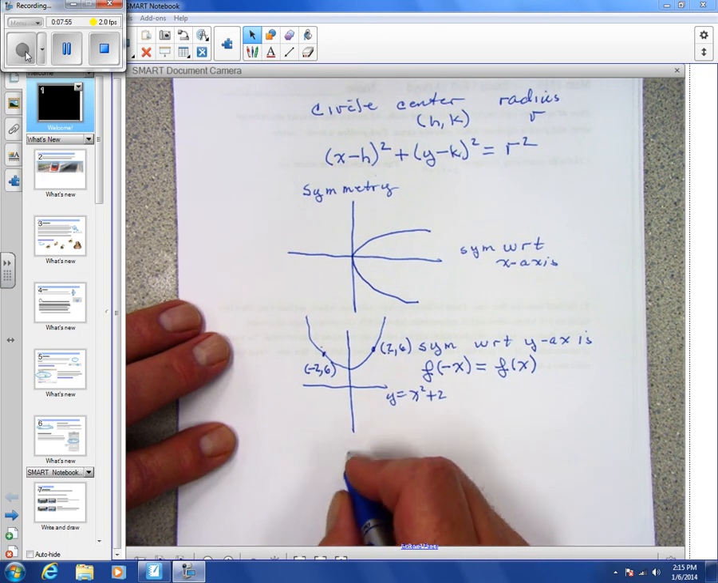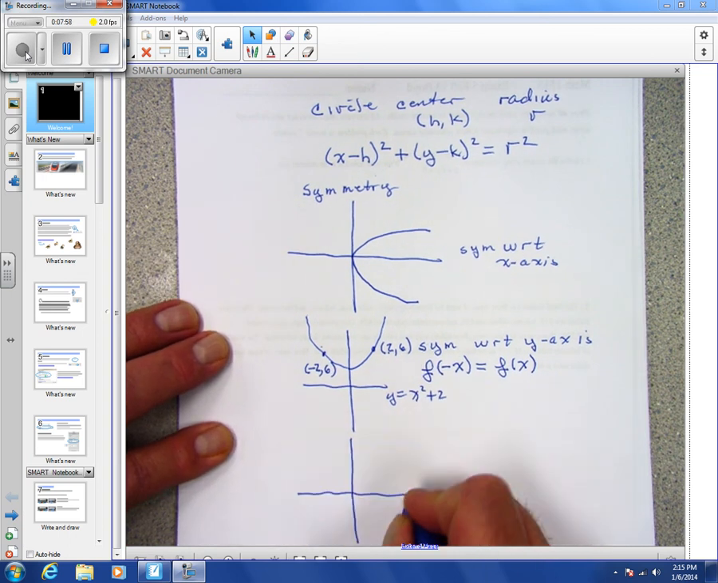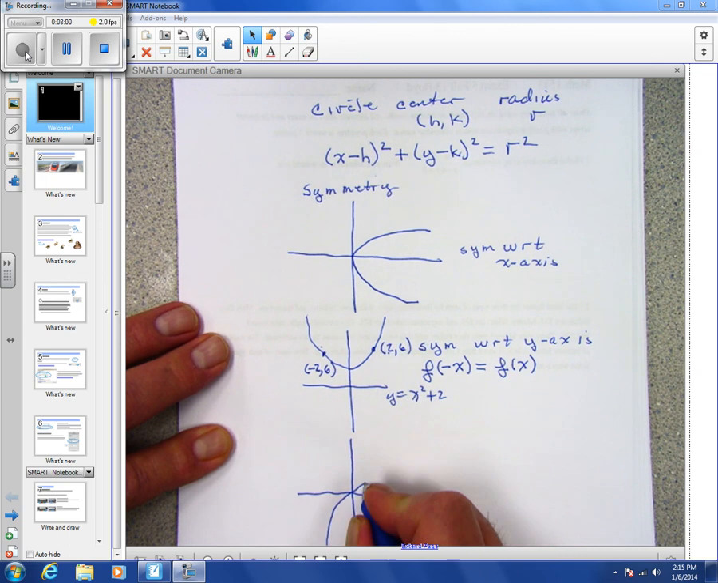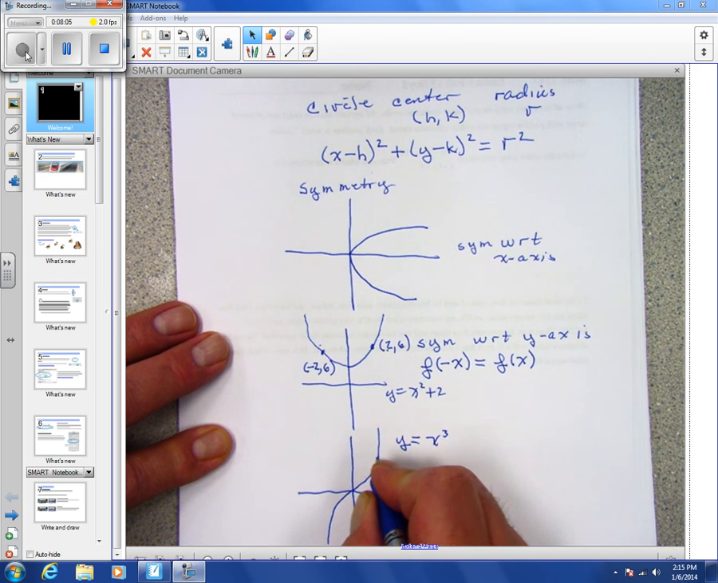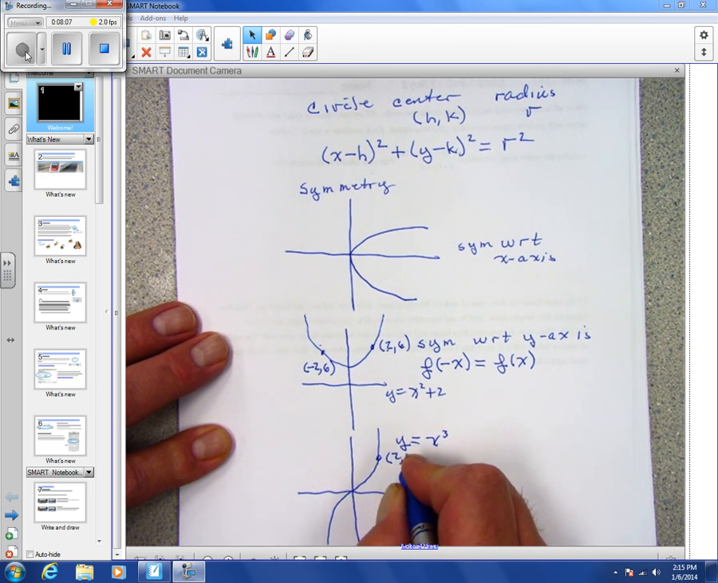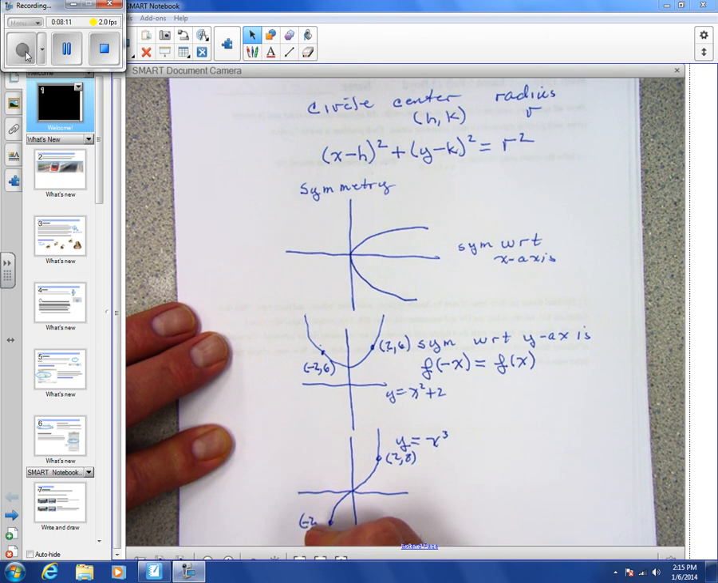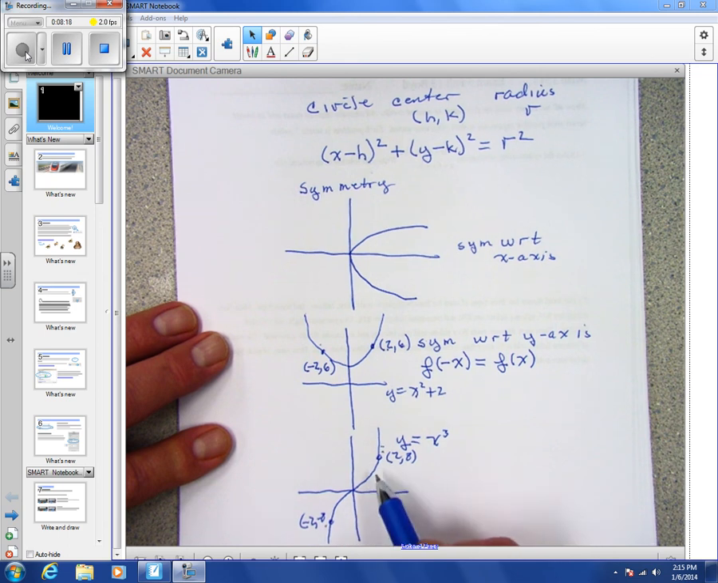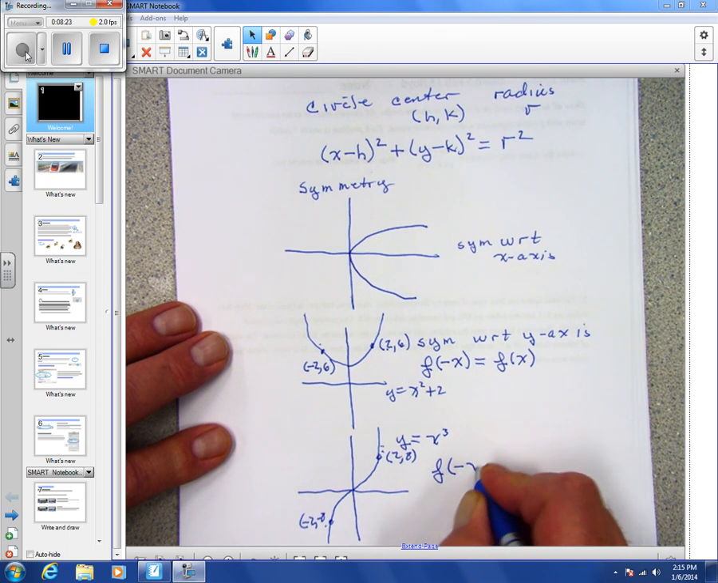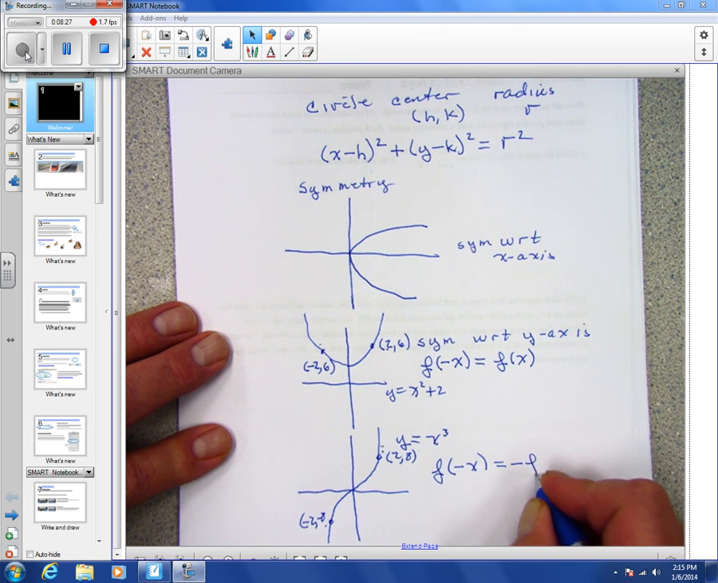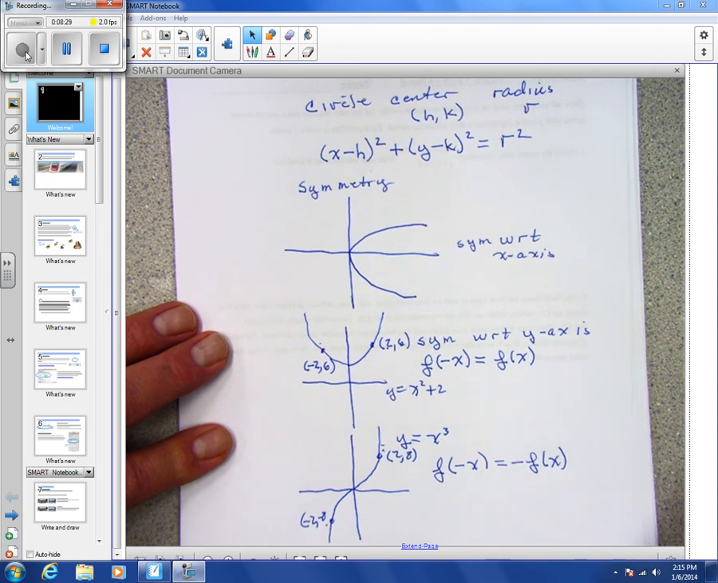The other type of symmetry we talk about is symmetry with respect to the origin. Now, symmetry with respect to the origin is going to look something like this. Classic example is y equals x cubed. This will be the point, say, (2, 8). This will be the point (negative 2, negative 8). Now, if you could fold this across the origin, these two halves are going to match up exactly. Algebraically, if you replace x with negative x and you get the negative of your original function, then you have symmetry with respect to the origin.